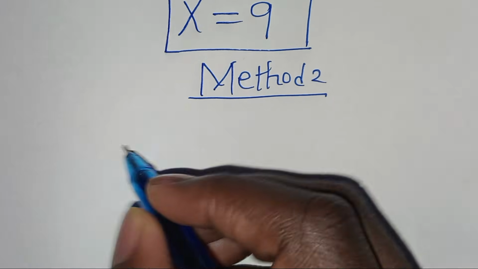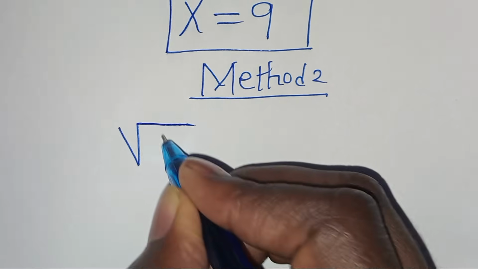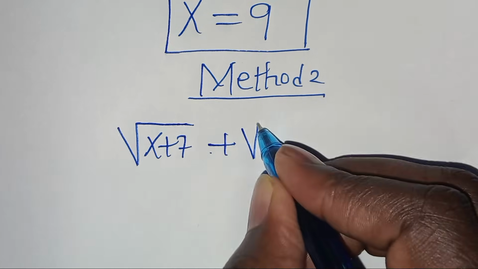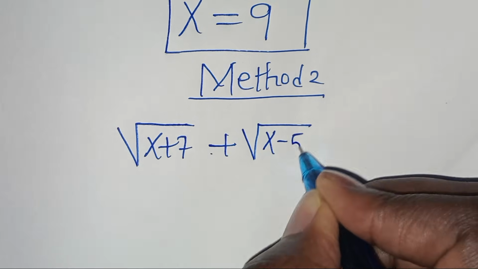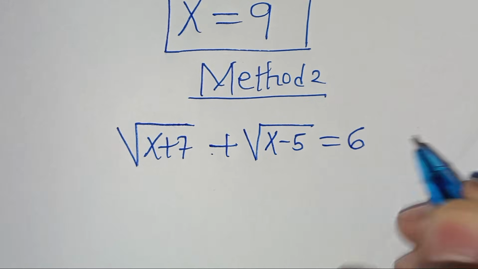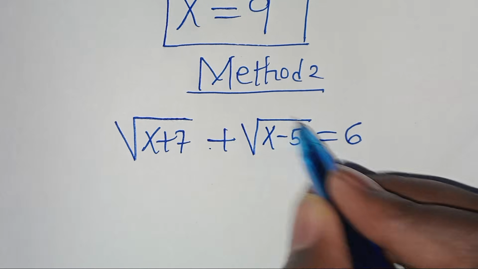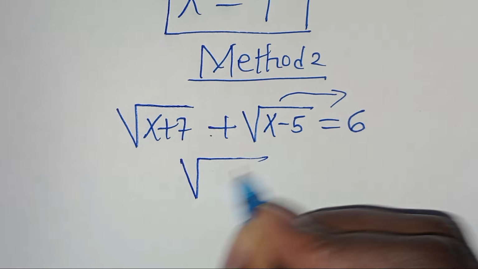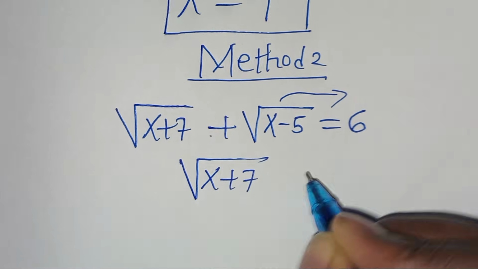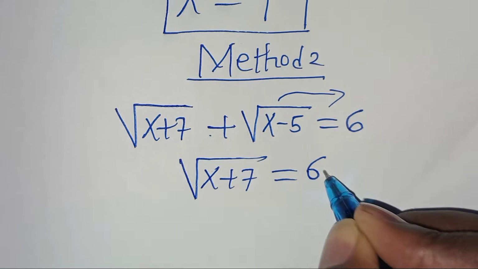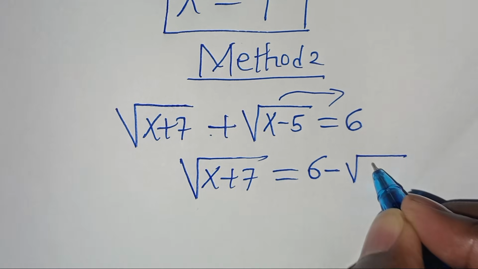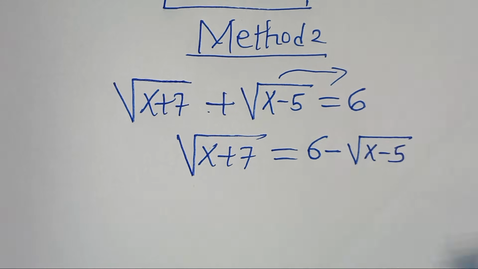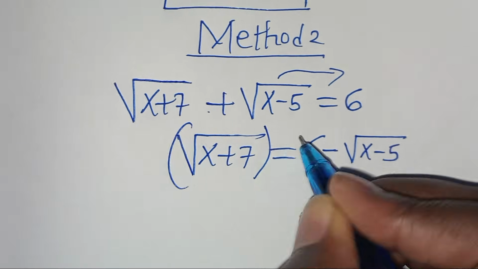Now in method 2, we have the square root of x plus 7 plus the square root of x minus 5, equal to 6. So the first step is to subtract the square root of x minus 5 from the right hand side, so that we have the square root of x plus 7 equal to 6 minus the square root of x minus 5. Now the next step is to square both sides.